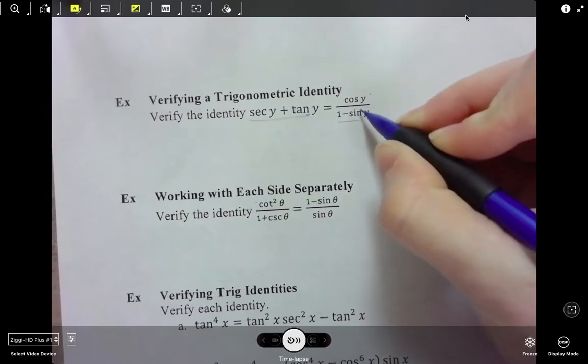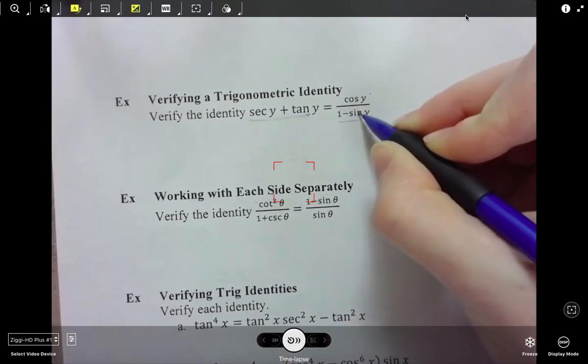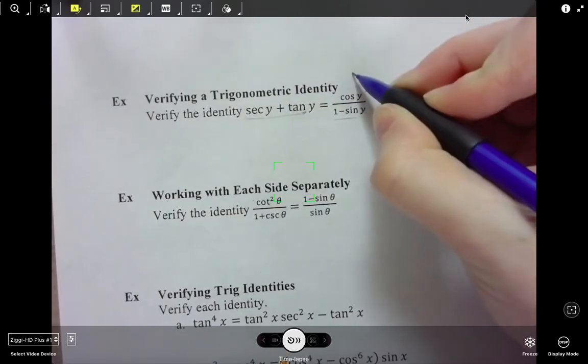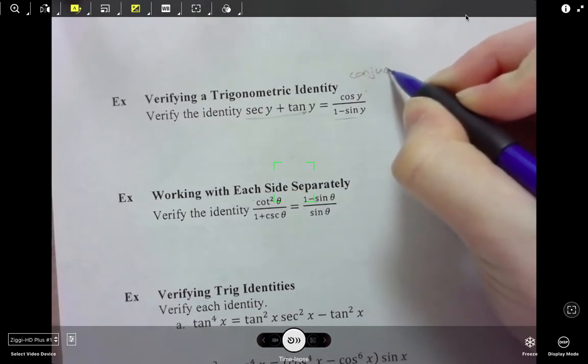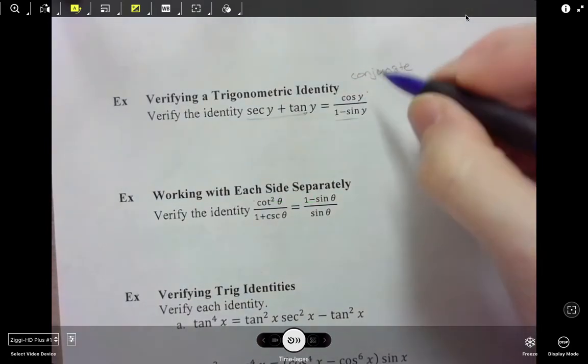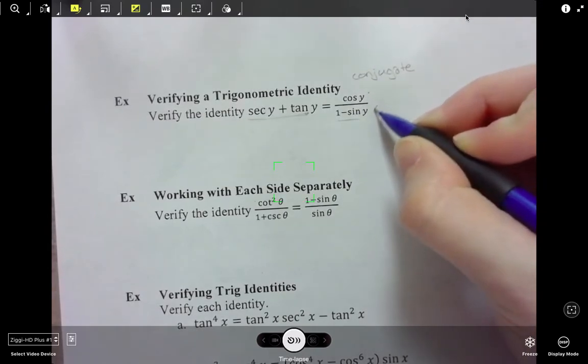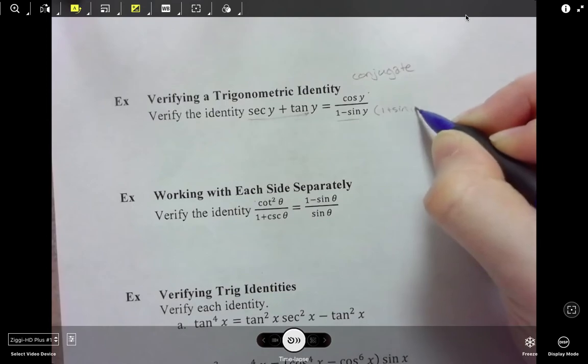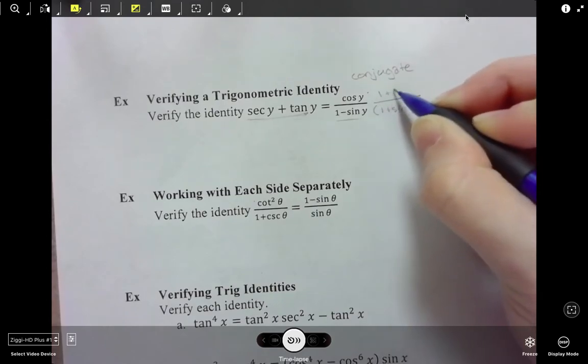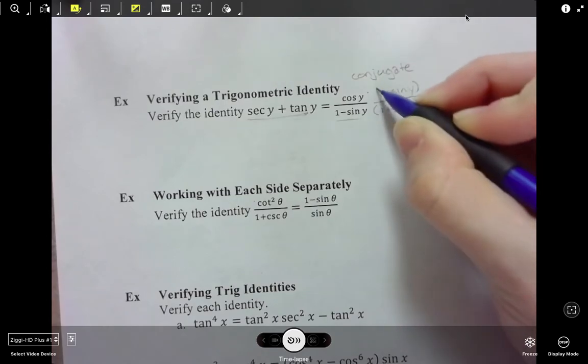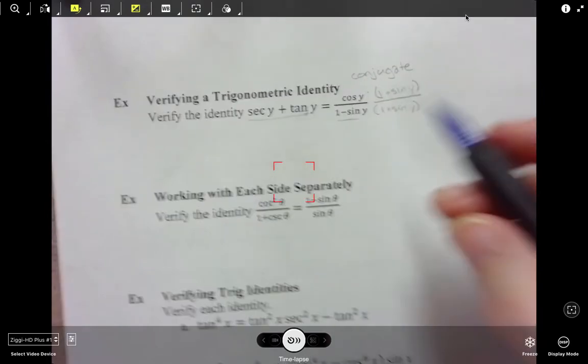This bottom down here is 1 minus sine of y. I'm going to use what's called the conjugate. And I know we've done this before. I'm going to multiply by the conjugate. And the conjugate of 1 minus sine of y is 1 plus sine of y. I'm going to multiply by 1 plus sine of y on both the top and the bottom. Okay, let's see if that gets us somewhere.